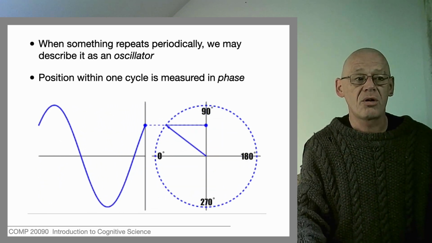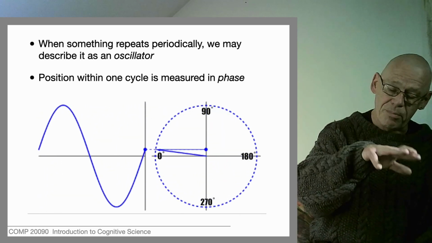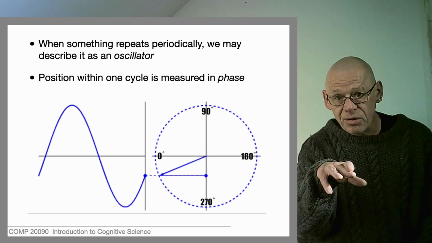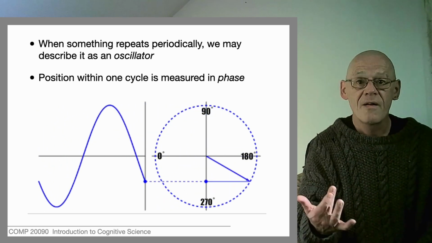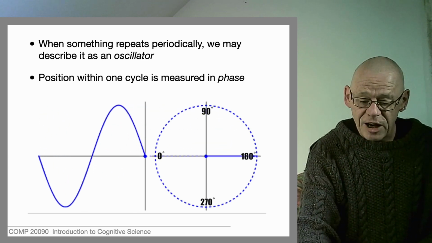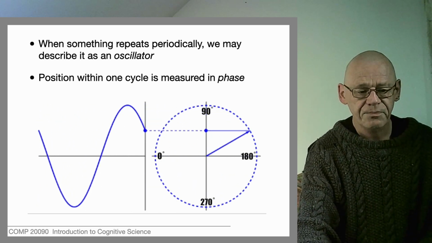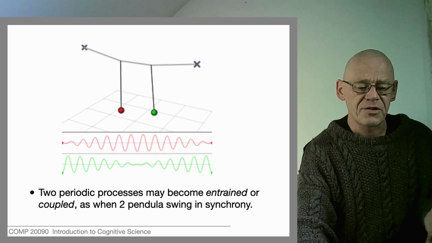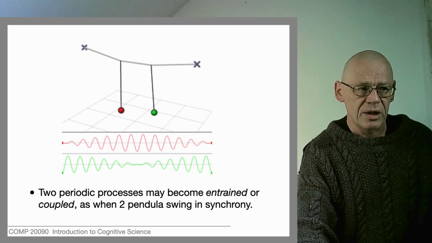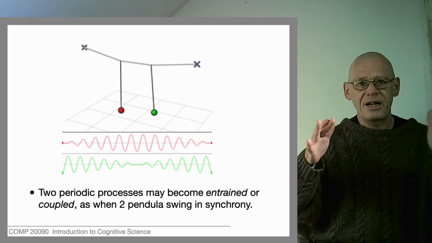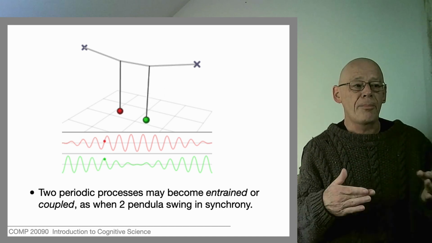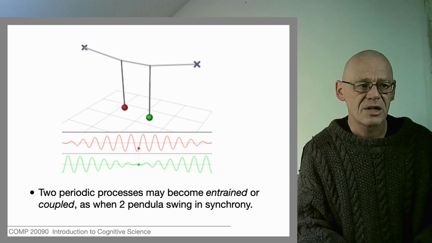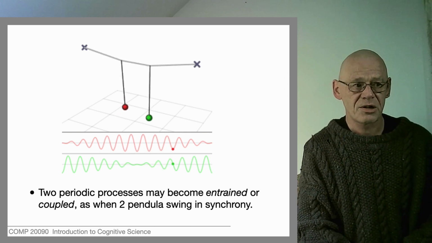So we have a measure called phase, which says whether you're at the beginning of the cycle, halfway through the cycle, 3/4 of the way through the cycle, or whether you've gone all the way around and are back to the beginning again. Phase is a useful notion here. And when we have one thing oscillating, we may have more than one, and if two things which are oscillating can influence each other, they will exhibit what we call coupling or entrainment. That is, they will become non-independent in a certain way.